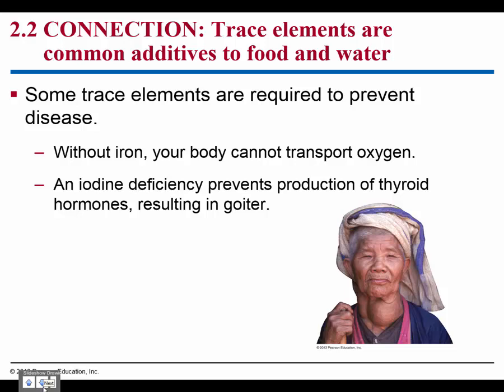So some of these trace elements are required to prevent disease. This lady here has a goiter. It's a thyroid disease. And very often you'll see them put iron in salt. You go buy table salt at the grocery store, and you'll see some iron in it, and that helps prevent goiters. So you see goiters in third world countries where they're not getting enough iron.